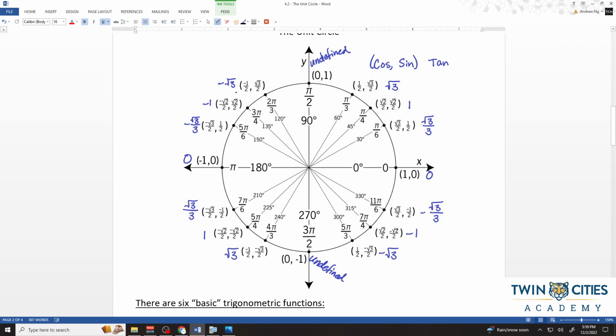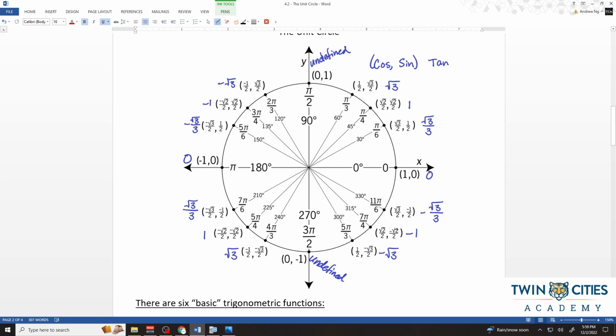And there are 6 basic trigonometric functions that we want to keep in mind. We just talked about 3 of them: cosine, sine, and tangent. Again, the cosine is going to be the x value. The sine is going to be the y value. Tangent is sine over cosine.